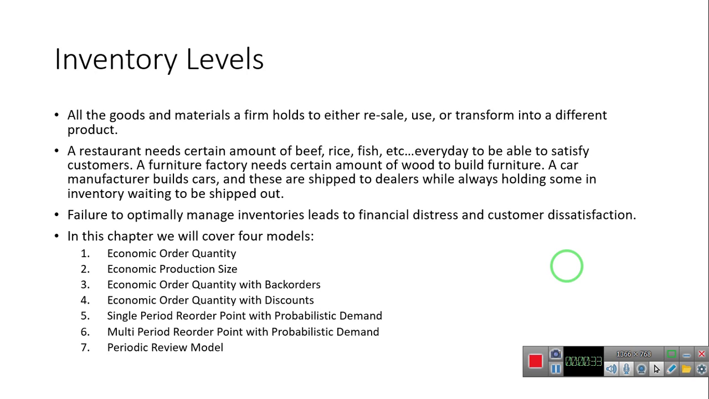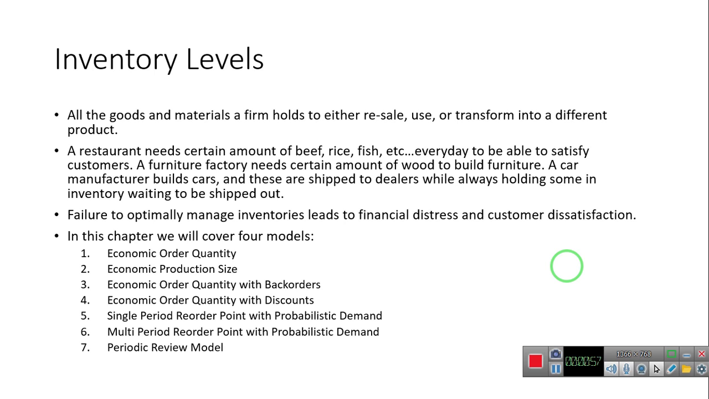Don't think inventory only affects, I don't know what it is that you think when you think of inventory, but I assume you think of a retail store or a bar or something like that, which we're going to use as examples, obviously, because they're easy to understand. But inventory applies to a lot of different organizations.